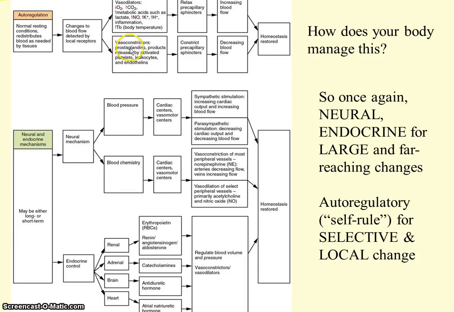Vasoconstriction, right: prostaglandins, activated platelets to, again, minimize blood loss, leukocytes, endothelins, a substance made by endothelial cells, constrict the precapillary sphincters and decrease blood flow. So again, we get this ability to increase and decrease flow to meet your body's needs as needed.